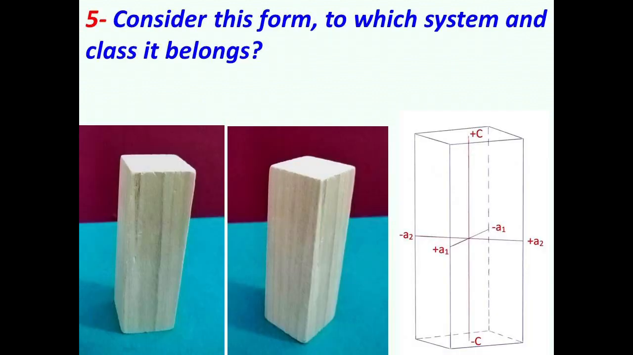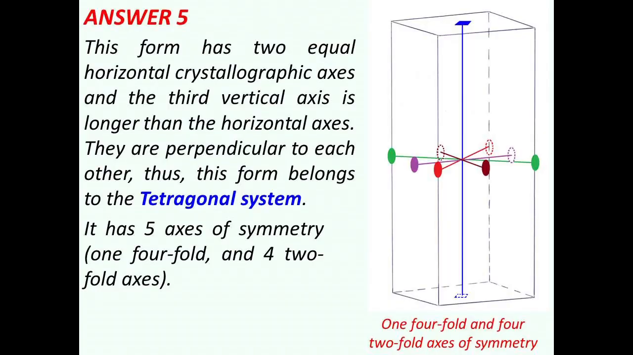5. Consider this form. To which system and class does it belong? Answer 5. This form has 2 equal horizontal axes and the third vertical axis is longer than the horizontal axis. They are perpendicular to each other, thus this form belongs to the tetragonal system.